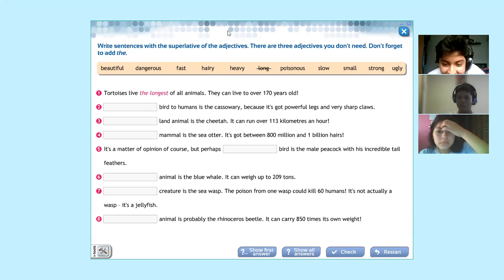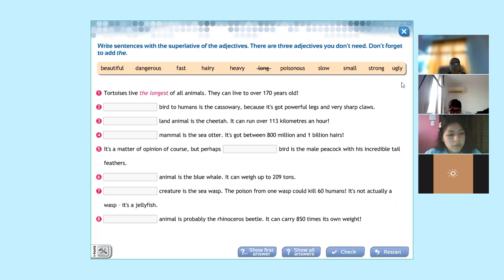Natalie, start reading. Write sentences with a superlative of adjectives. There are 3 adjectives you don't need. Don't forget the 'the' there. So here in the box, we have the adjectives that you are going to use, according to this. And we are going to read. Natalie, read the number 1.